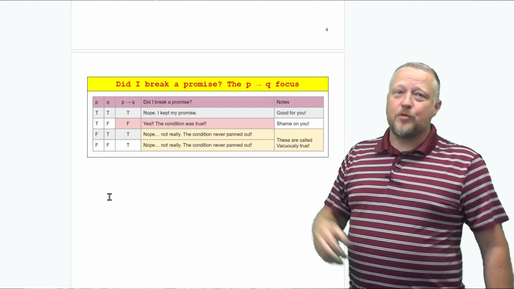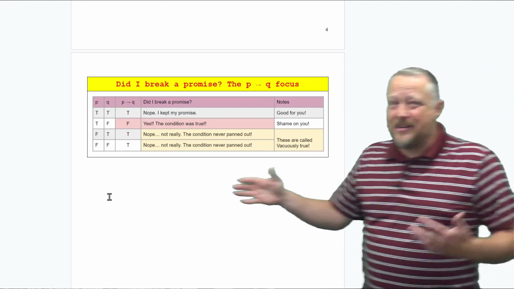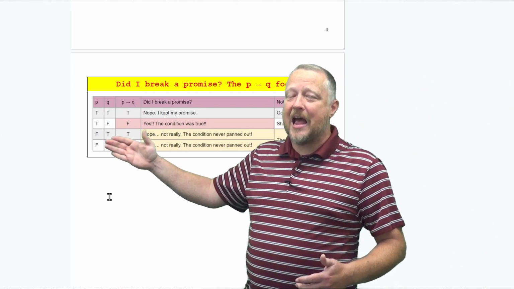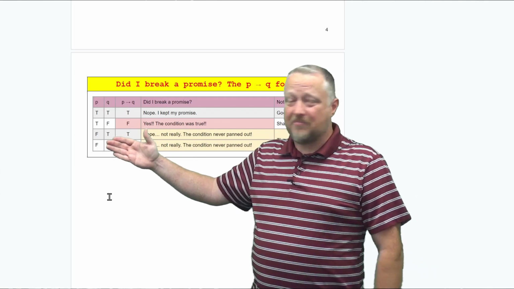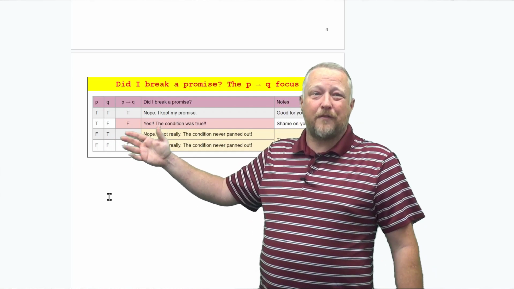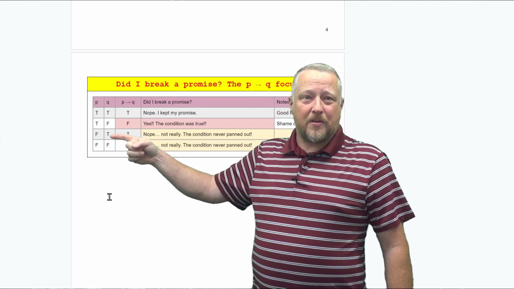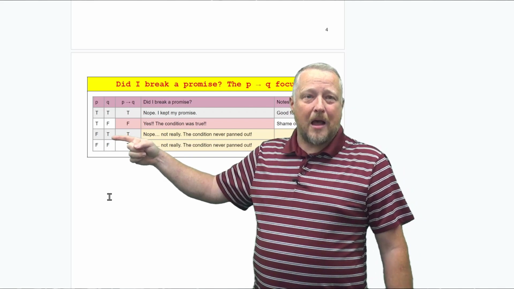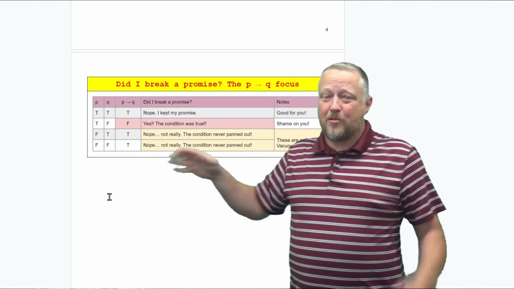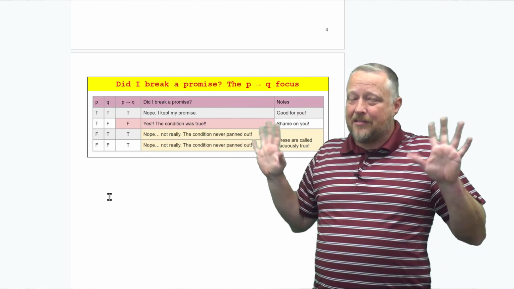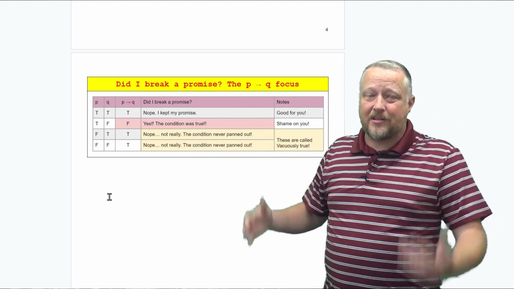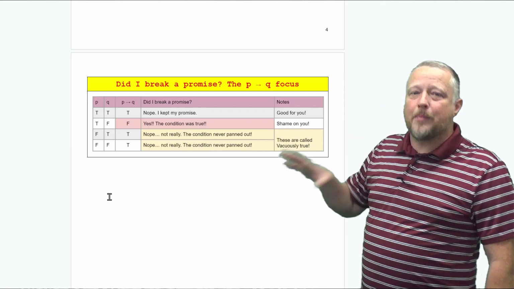Again, these two bottom ones never panned out. We never had the first condition happen. It didn't happen for either one. So even if I did come up and fulfill my obligation, it's still true because I did not break anything. Nothing really started off with that contract because it didn't even happen. So that's how our implications work out.